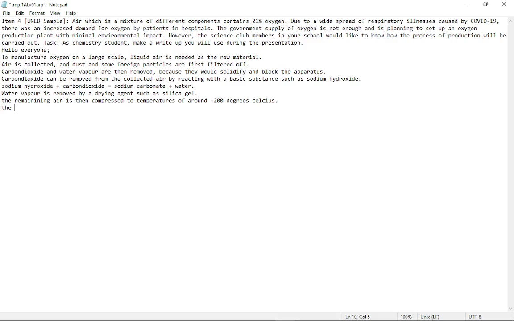So the liquefied air is then fractionally distilled. During fractional distillation of the liquefied air, the different boiling points of the components of air enable their separation.